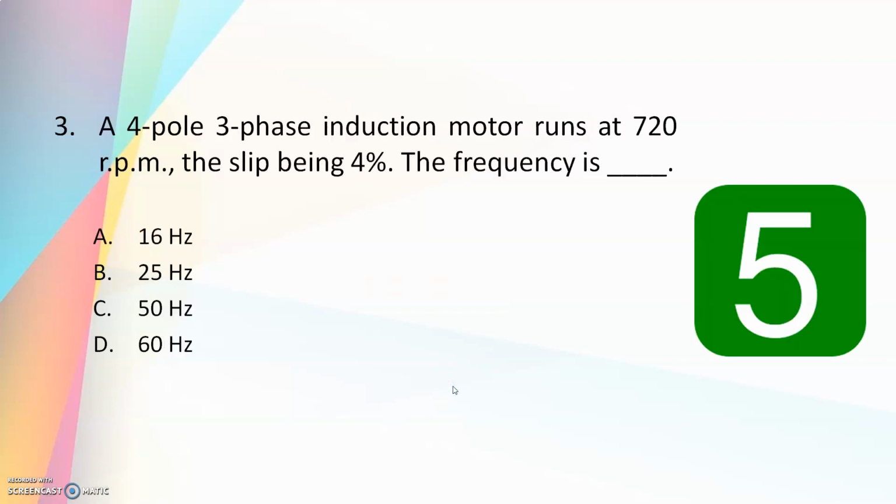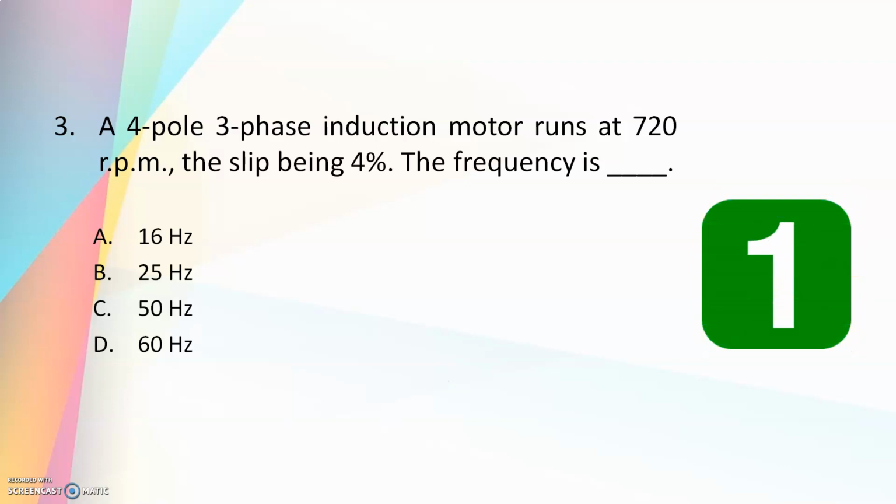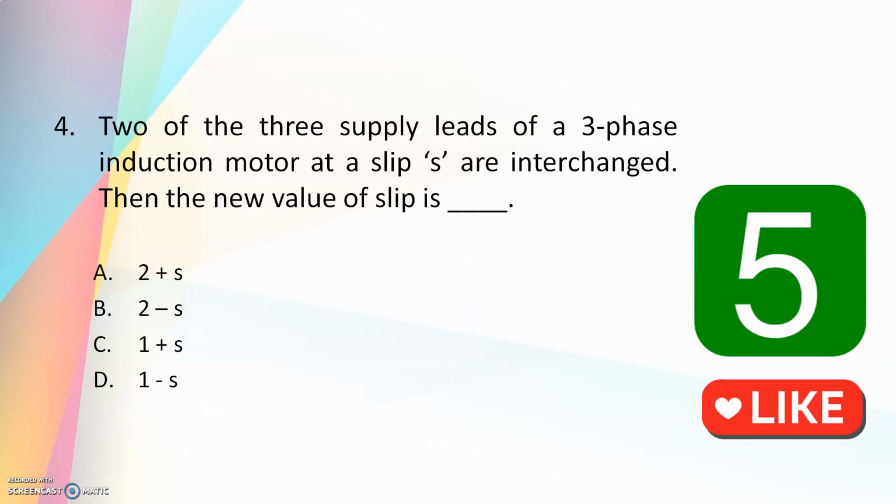Now the next question: a 4-pole 3-phase induction motor runs at 720 rpm. The slip being 4%, the frequency is 16 Hz, 25 Hz, 50 Hz, 60 Hz. And the answer is 25 Hz. So first you have to calculate the synchronous speed ns by using the equation n by 1 minus s. Then once you have ns, you can use the equation ns equal to 120 f by p, and you will obtain the value as 25 Hz.